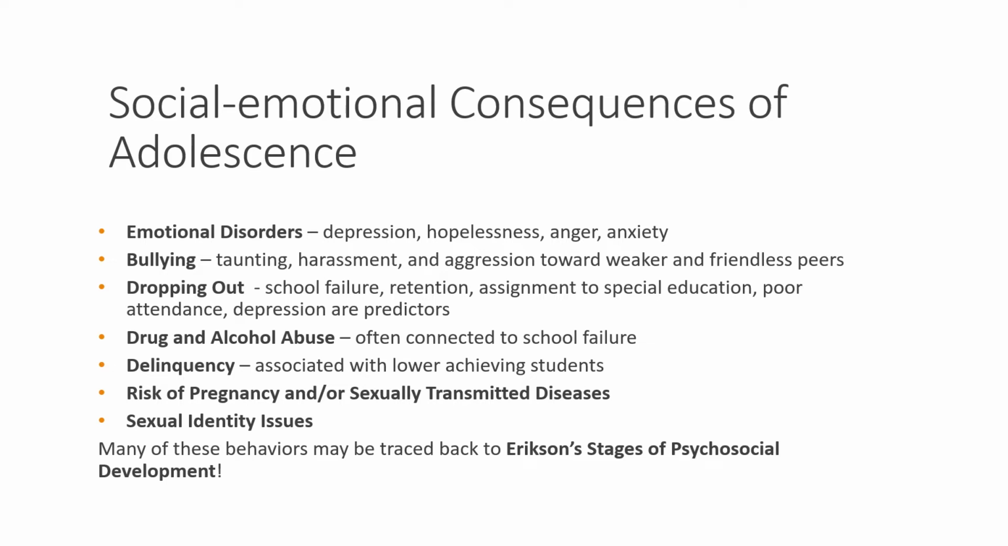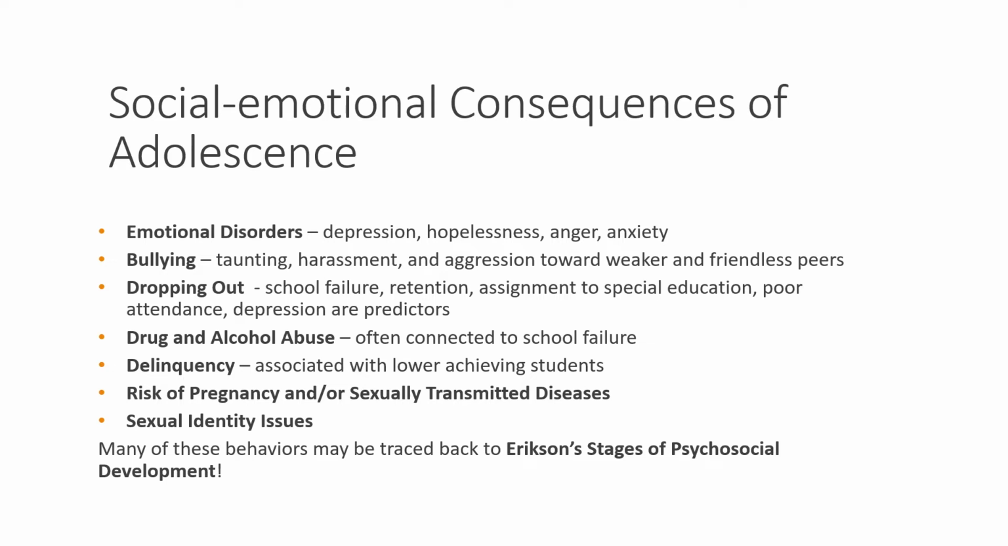First, let's discuss some of the social-emotional consequences of adolescence. Adolescents experience emotional disorders such as depression, hopelessness, anger, and anxiety. They may experience bullying such as taunting, harassment, and aggression towards weaker and friendless peers. They may be at risk for dropping out, leading to school failure, retention, assignment to special education, poor attendance, depression. They may be at risk for drug and alcohol abuse, and that's often connected to school or social failure.